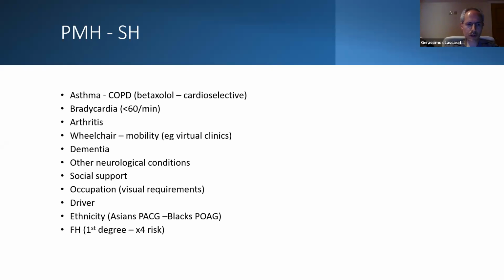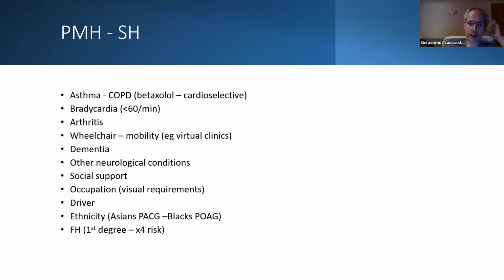Social support, again, in terms of drop instillation and being able to attend follow-up appointments regularly, it's useful to know the social background of the patient and their occupation, which will determine their visual requirements. We would again obviously ask about whether they drive or not, the ethnicity.